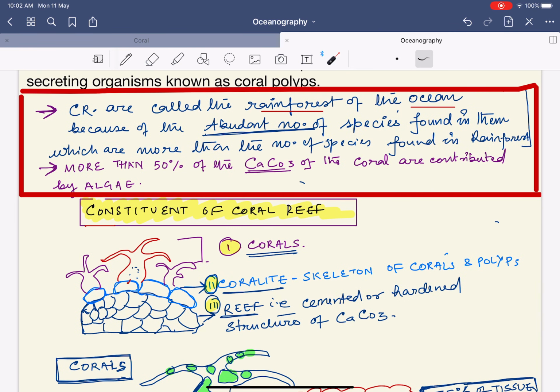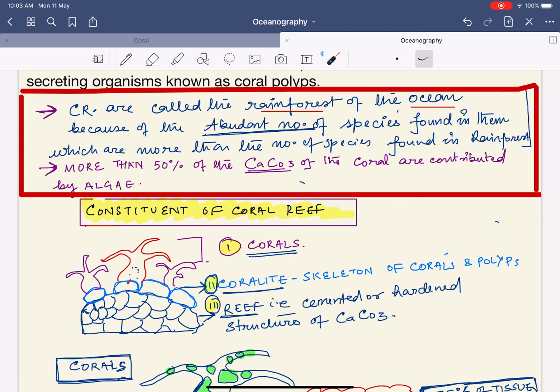See, understand this. Coral reefs are called the rainforest of the ocean. Why are they called the rainforest of the ocean? Because we find more species of organisms over a coral reef than over the tropical rainforest. I hope you know that the tropical rainforest is located in the equatorial belt, which receives more than 300 centimeter of rainfall. Next, more than 50% of the calcium carbonate of the corals is contributed by the algae. This algae is none other than your zooxanthella.